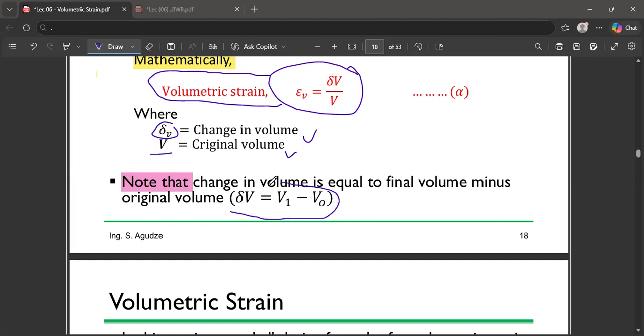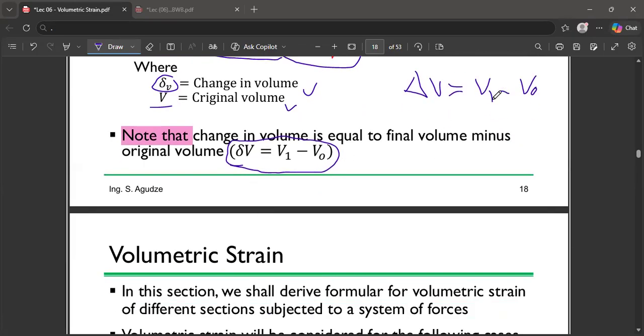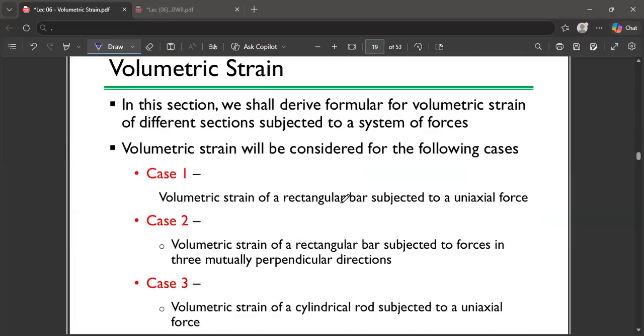Your change in volume is equal to the final volume minus what? Initial volume. So the change in volume is equal to V1, the final volume, minus the original volume. So V1 is your final volume, and V0 is your original volume.